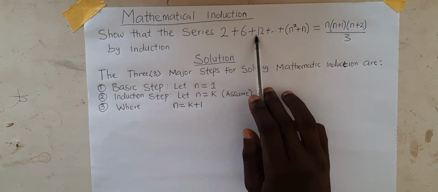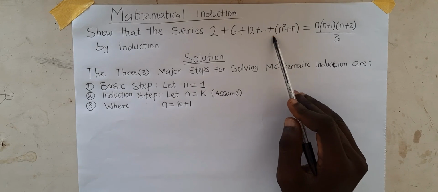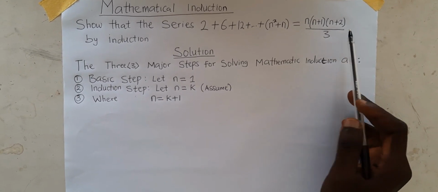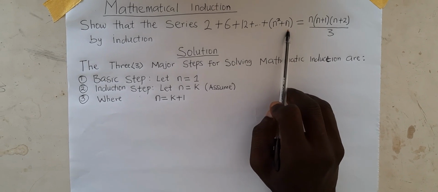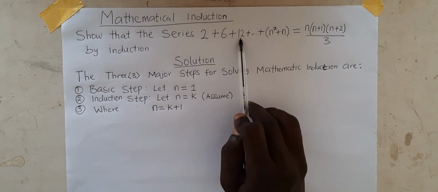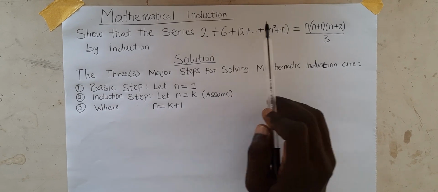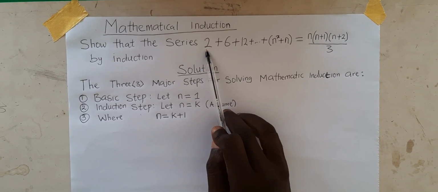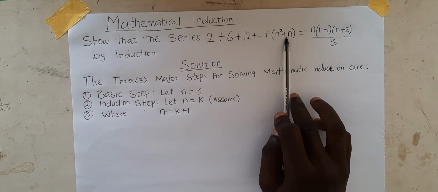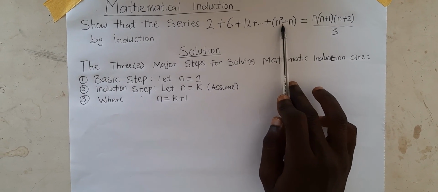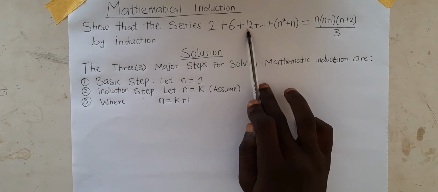If you look at this series, you will see an equation at the left. You also see an equation at the right. This equation at the left is used to get each of these values. If n equals 1, it will give you this first value. If n equals 2, it will give you this second value only. If n equals 3, it will give you this third value only.